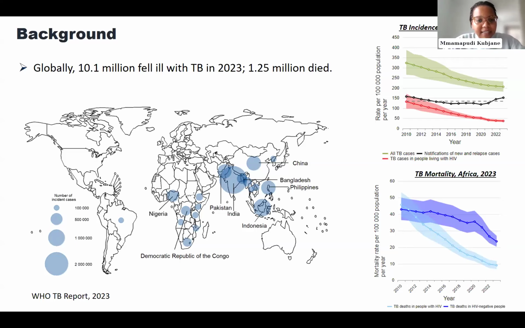And globally, the leading regions with TB are in the Asian regions and in Africa. In Africa, we have about 24% of the global burden. Some of the countries that are leading in Africa are Nigeria, DRC, and in Southern Africa, South Africa as the leading contributor. And HIV is the main driver of TB, followed by undernutrition in the region.